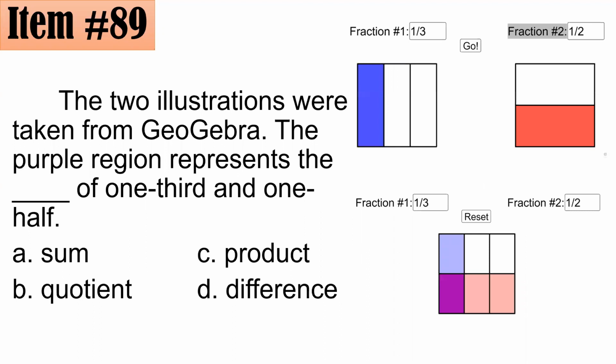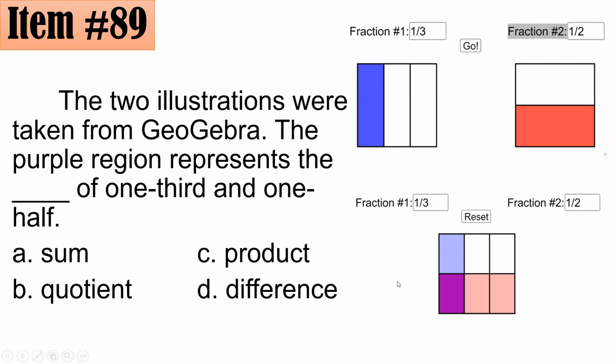The two illustrations were taken from GeoGebra. The purple region represents the blank of the 1/3 and 1/2. Is it the sum, the quotient, the product, or difference? Tama nga naman. No? Lahat ng x papalitan na. Sana all na pampalit. Okay. Letter C, product daw. Tama nga ba ito? And let's see if you got it right. So far, may sumagot ng B, quotient.